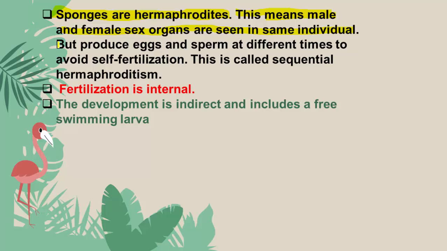See here, but they produce eggs and sperms at different times to avoid self-fertilization. This is called sequential hermaphroditism.